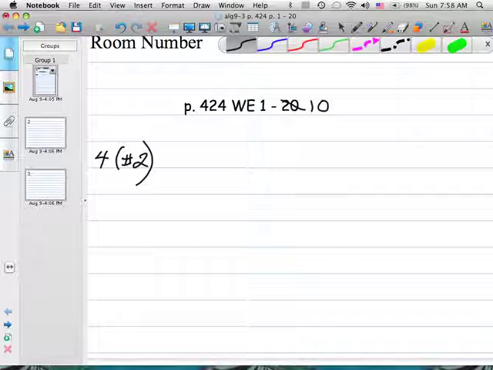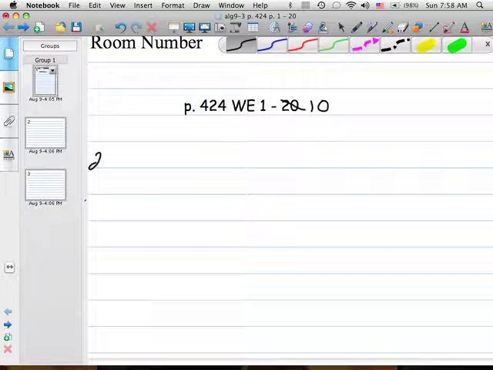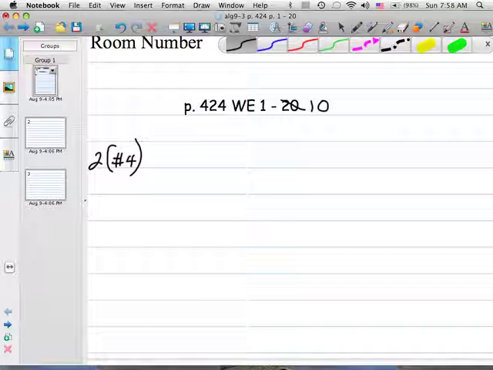So number 2, let's change this around here. Number 2 is number 4 of the oral exercises. It says Kelly has 24 dimes and quarters worth $3.60. How many quarters does she have?